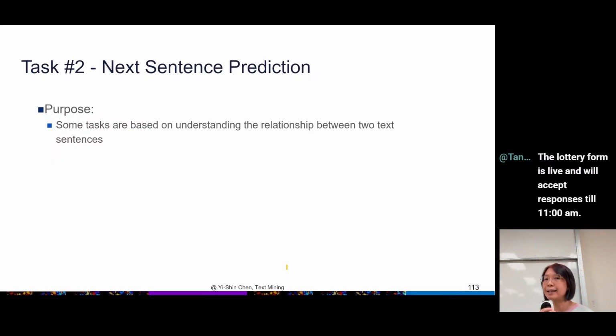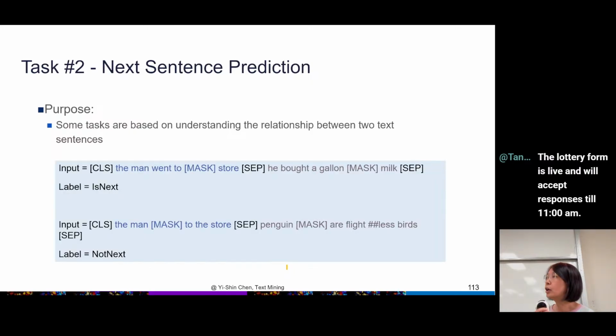The second task is called next sentence prediction. What they did is, for example, you have two sentences. Okay, the man went to some store. He bought a gallon of milk. And then the machine needs to know that the next sentence, he bought a gallon of milk, is the next sentence after the previous sentence, the man went to the store. So that is the next sentence prediction. Or they can do something like the man went to the store, and then you randomly add a certain statement afterwards, say penguin something fly, and the flying bird. Okay, so then the machine needs to know that is not the next statement.